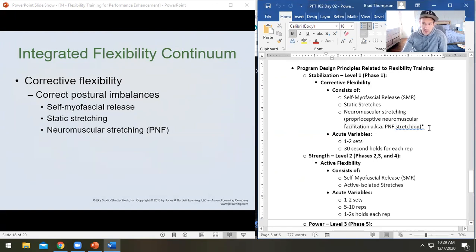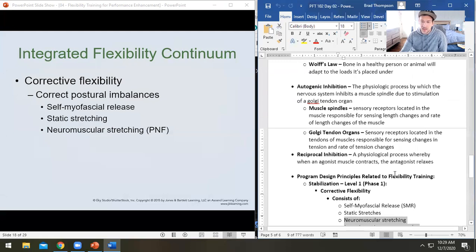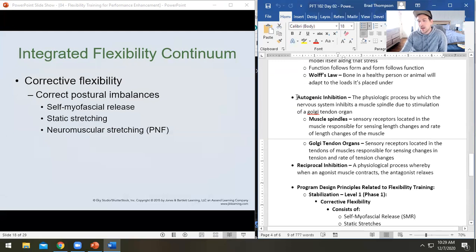This is actually a pretty advanced technique that you guys aren't going to learn too much of in the core. You're going to learn this in capstone with Mo. But what PNF stretching is, it's blurring the lines between autogenic and reciprocal inhibition. It actually uses both of these simultaneously.